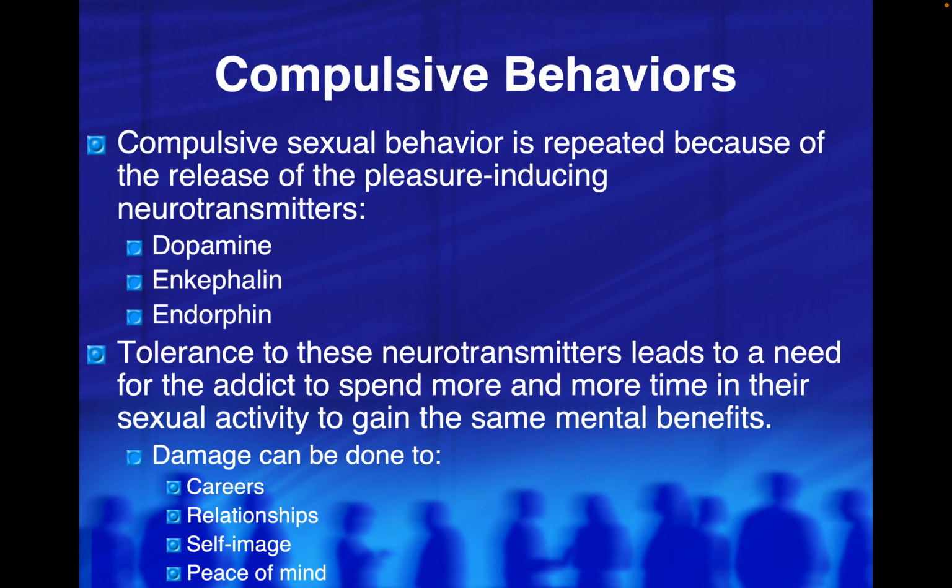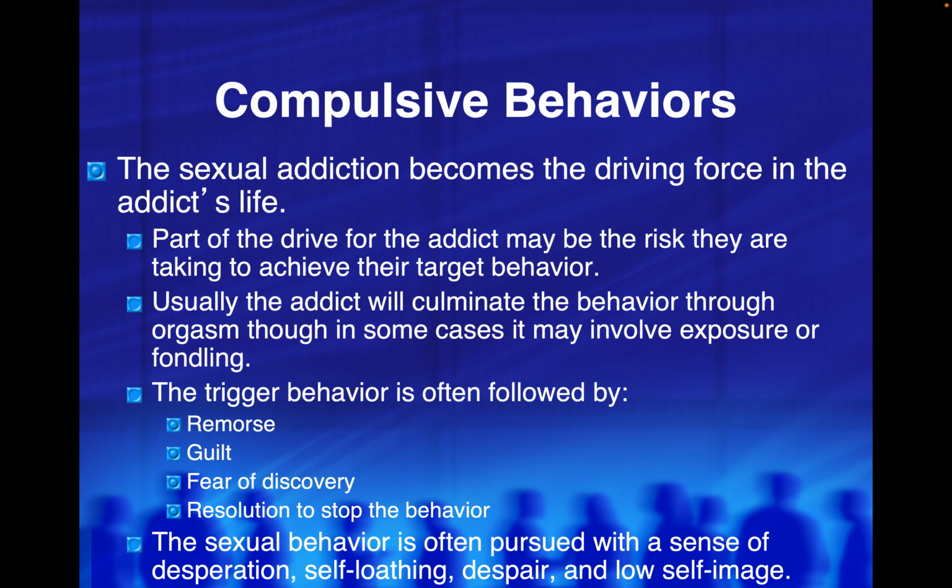Compulsive sexual behavior is repeated because of the release of the pleasure-inducing neurotransmitters dopamine, enkephalin, and endorphin. Tolerance to these neurotransmitters leads to a need for the addict to spend more and more time in their sexual activity to gain the same mental benefits. Damage can be done to careers, relationships, self-image, and peace of mind.